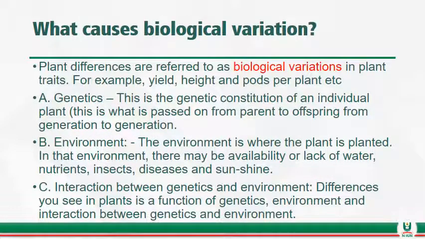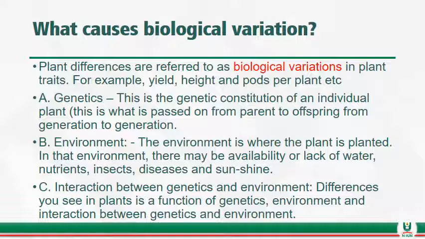Moving on, we want to talk about what causes biological variation. Of course, anytime you hear variation, all you think about is differences. Variation means differences. So what causes differences in plants? Why is one plant short and one plant tall? Why is it that one maize plant will produce more than two cobs and another will find it difficult to produce even one cob? So what brings about these differences in biological variation? For example, in the yield, in the height, pods per plant, different traits, different attributes. So why is it different?